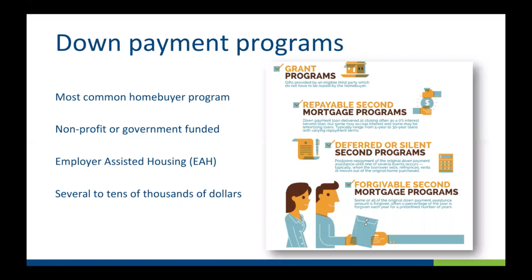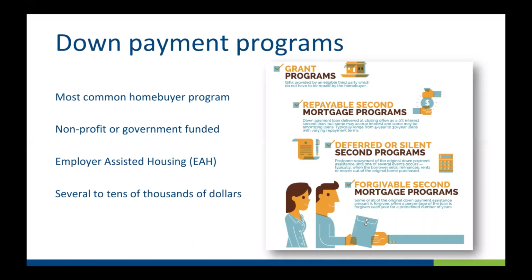But then for second mortgages, some of those down payment assistance programs can be repayable, meaning you close, and you start making payments on the down payment loan as soon as you start making payments on the first mortgage. There are plenty of programs that are deferred or silent seconds, meaning payments are deferred for some period of time, and maybe it's due on sale or due on transfer of title, maybe it balloons at some point.